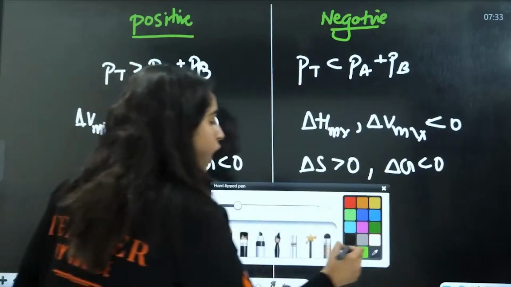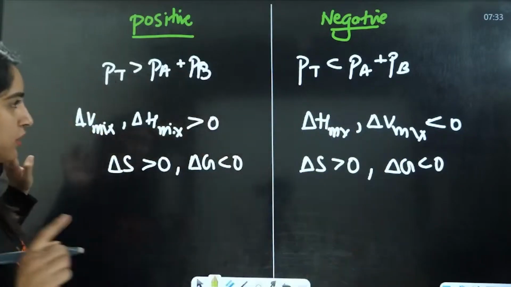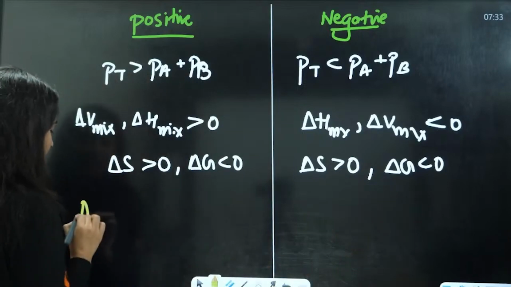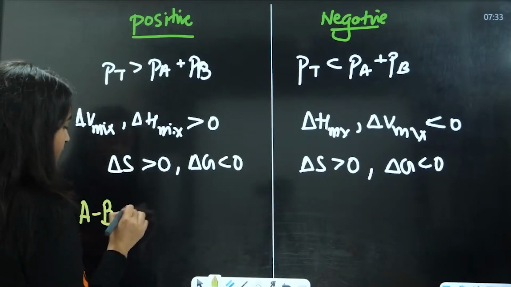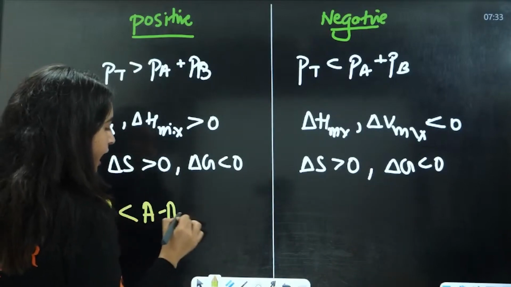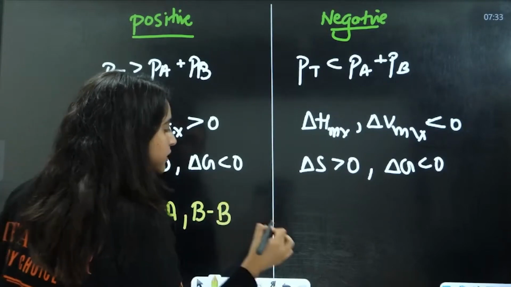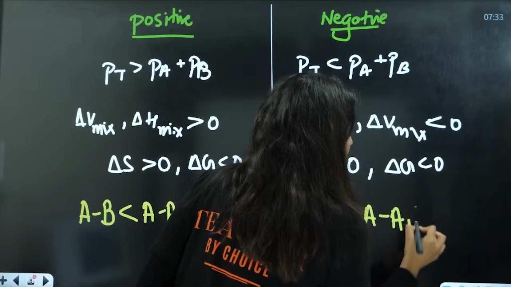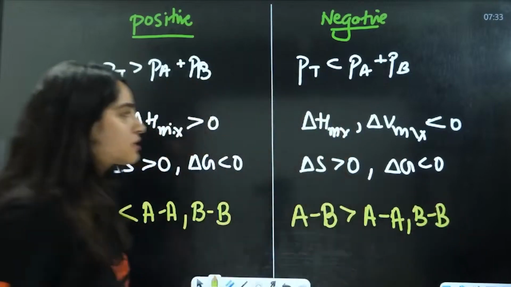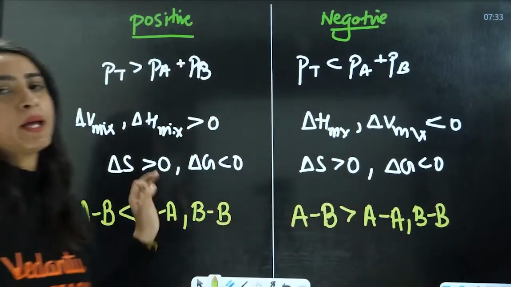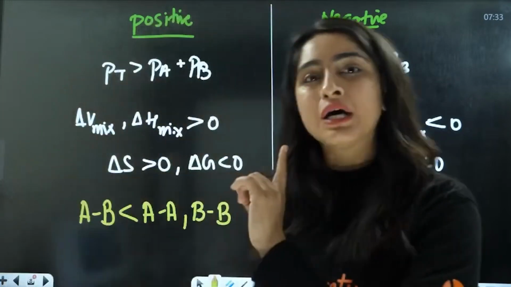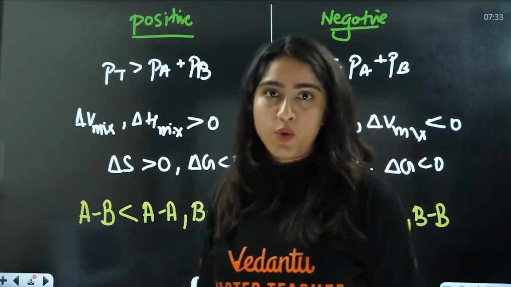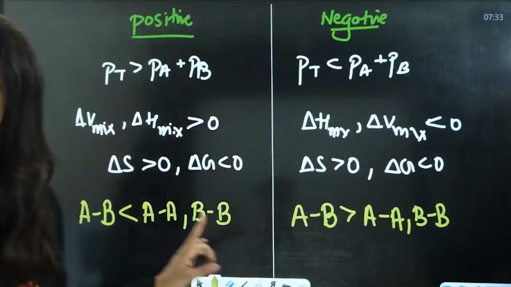Right? Okay. Now, next thing, I think we have done almost everything. Here, AB interactions are less than AA and BB interactions. Here, AB interactions are more than AA and BB interactions. That's it. If you know these things, you will be able to solve the answer. And also know the examples. Examples are also very important for this.